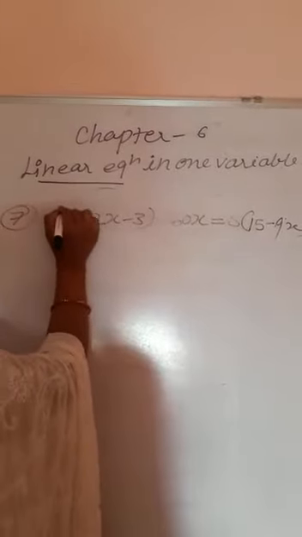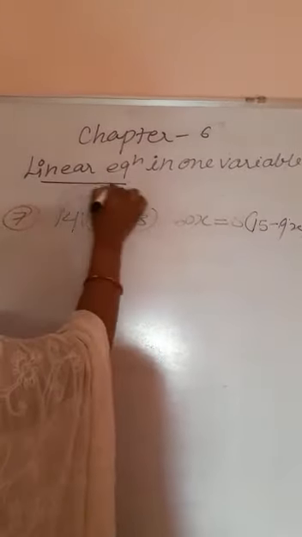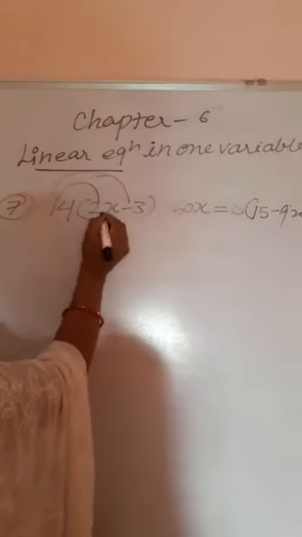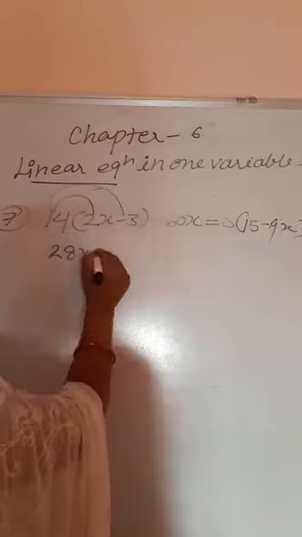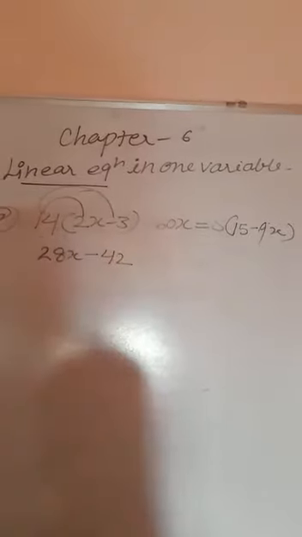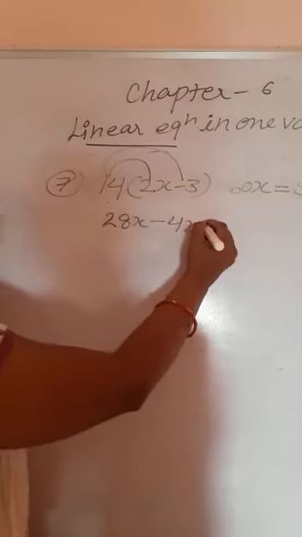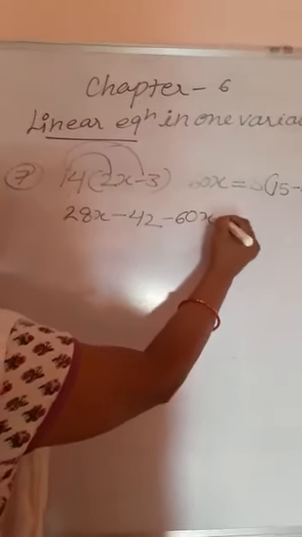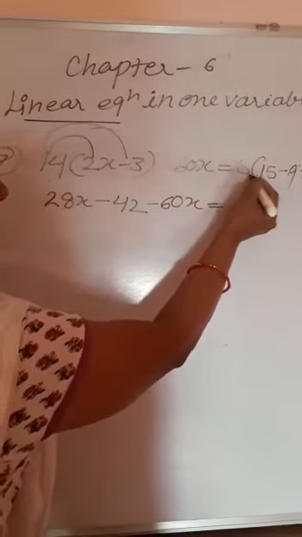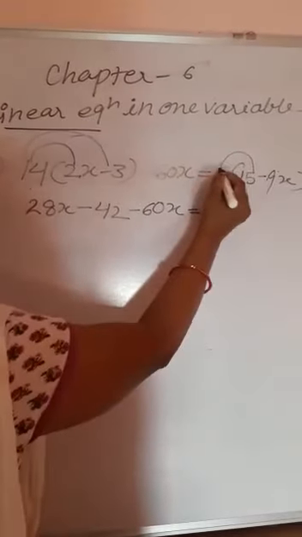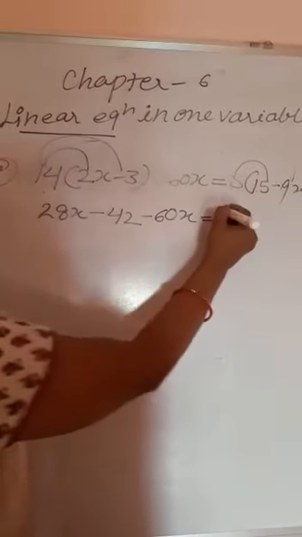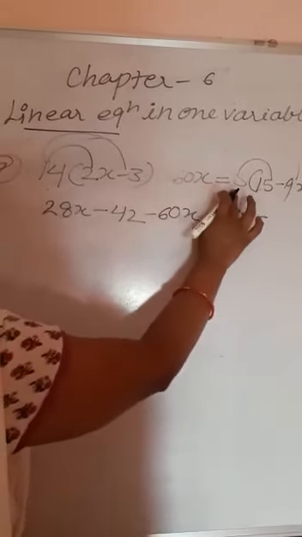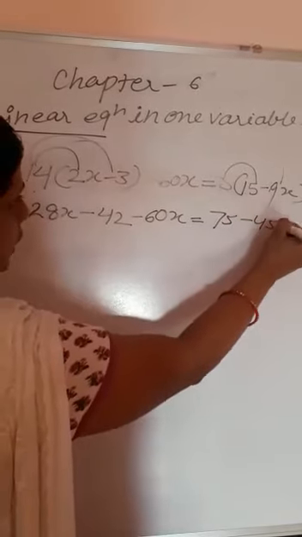First we have to multiply 14 with 2 and 14 with 3. So 14 into 2, 14 2s are 28. 14 into 3. Now copy 60x as it is. Here multiply 5 with 15. Again multiply 5 with 9. 15 5s are 75. 5 9s are 45.